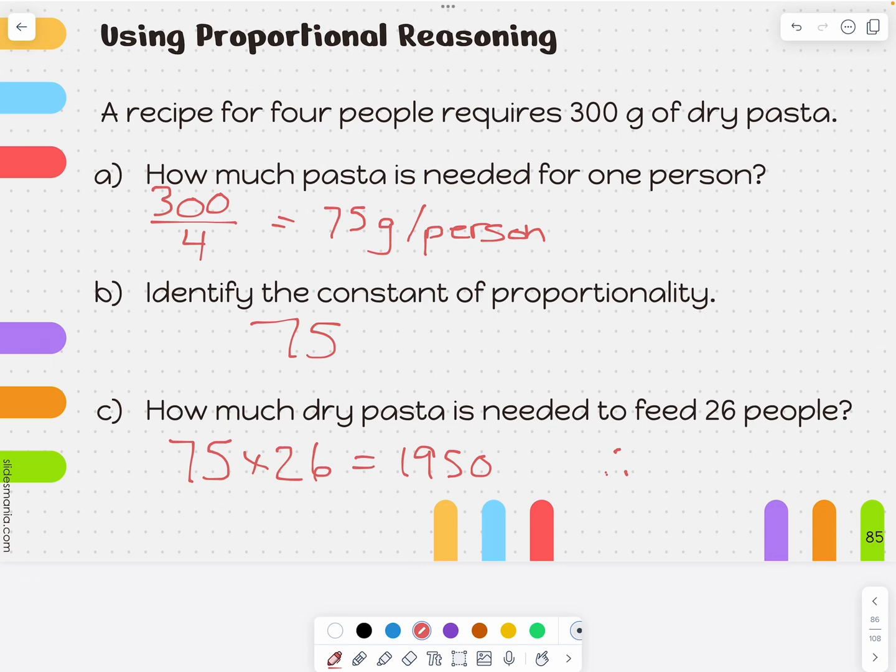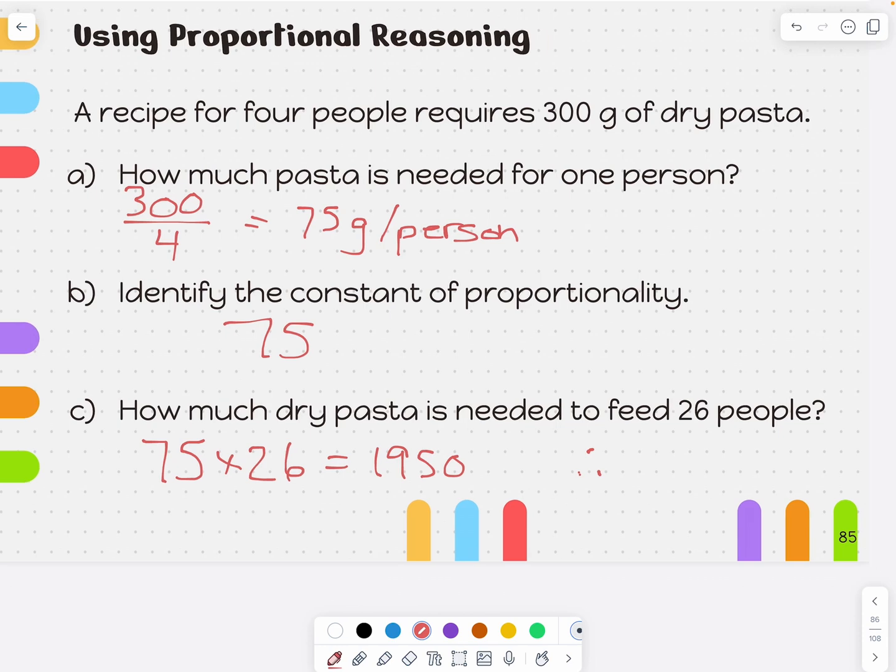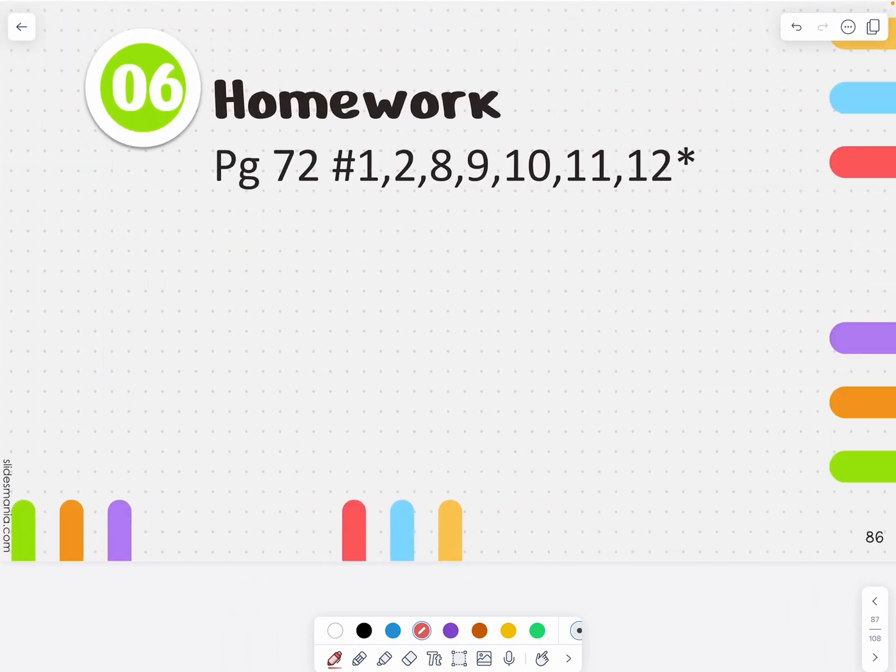And you should put a therefore sentence, but trying to use my finger here, you won't be able to read what I write. You would want a sentence that would say something like, therefore to feed 26 people, you would need 1,950 grams of pasta. So that's the idea of proportionality. There are some homework questions you can practice.